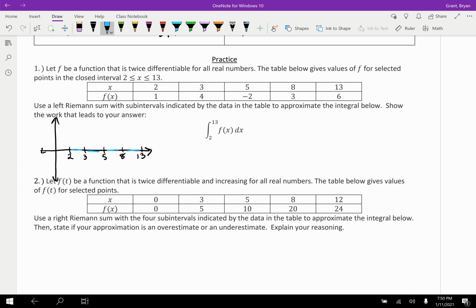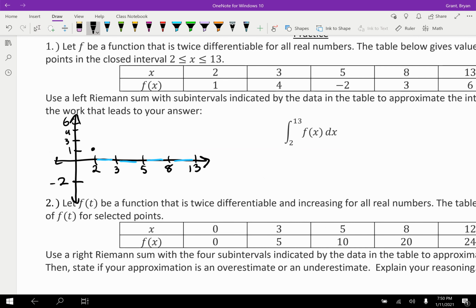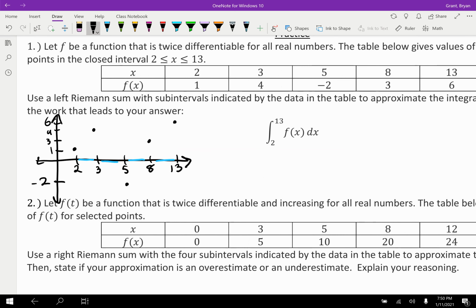So we don't need our delta x here. We just need to approximate this graph. Now to approximate the graph, let's see some of those y values. We have a y value of 1, a y value of 3, 4, and 6. Doesn't have to be perfect. And we also have one with negative 2. Okay, so graphing these, we have the points (2, 1), (3, 4), (5, negative 2), (8, 3), and (13, 6).